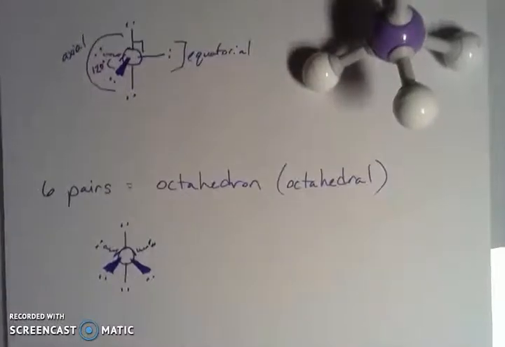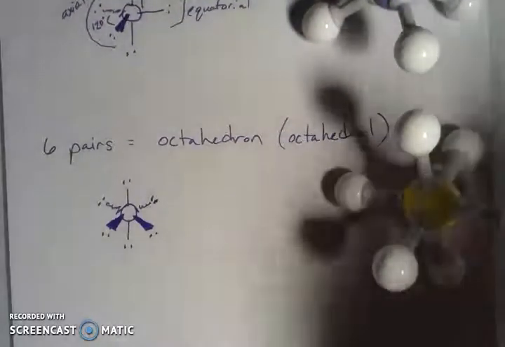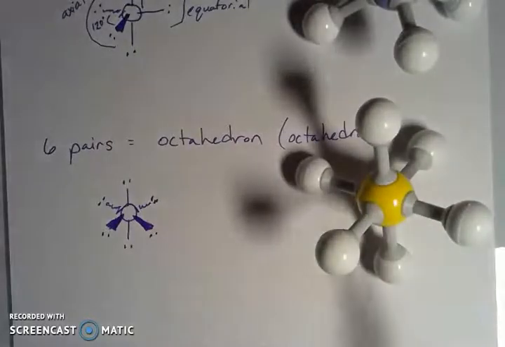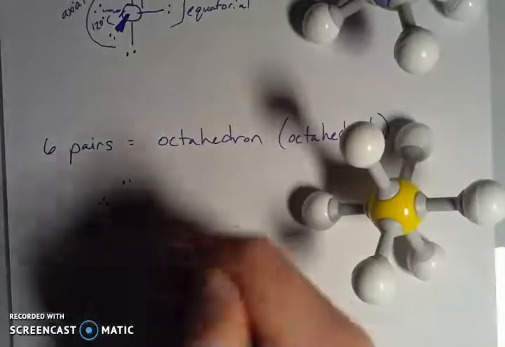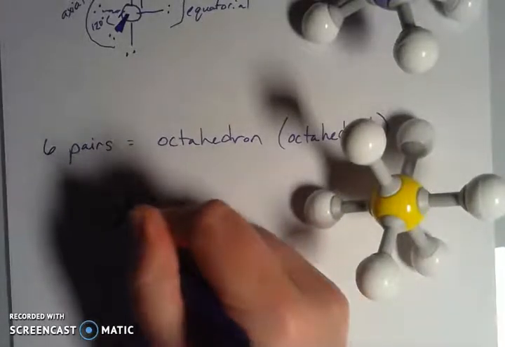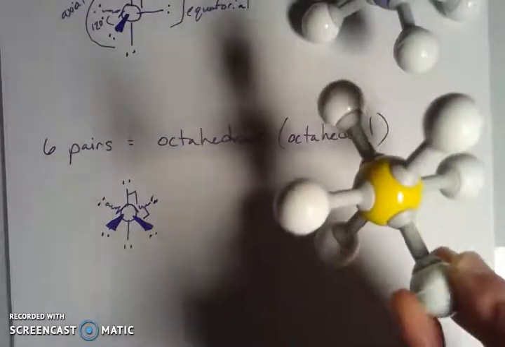Now, if we go to 6 pairs, then we end up with octahedral geometry, where I think it looks like a jack. So we have a central atom with 6 things around it, and we have all 90-degree angles. So everything internal here is 90 degrees, and you can see that with this guy.